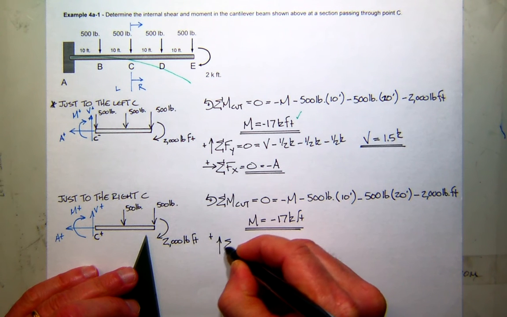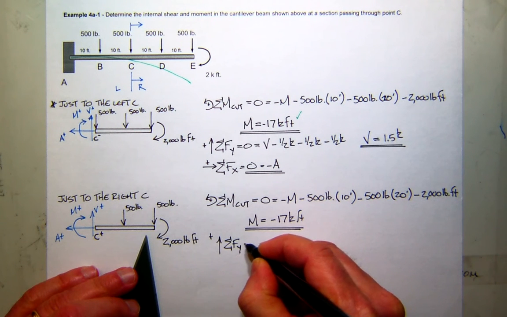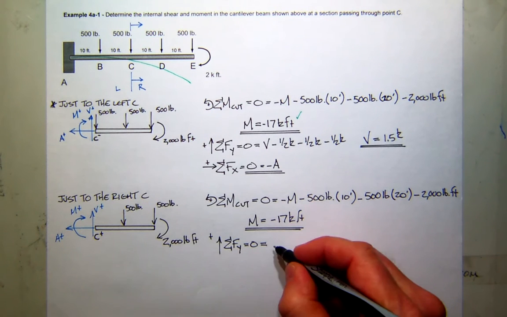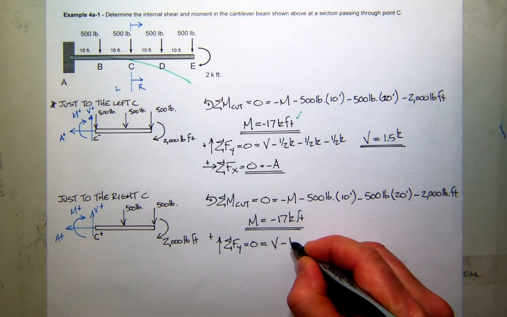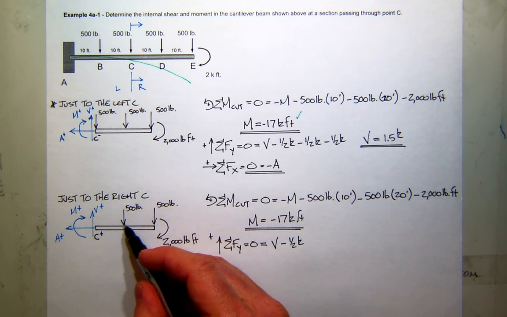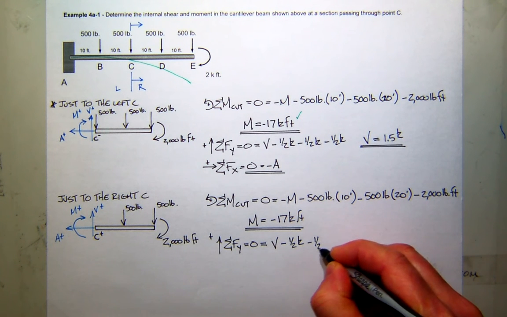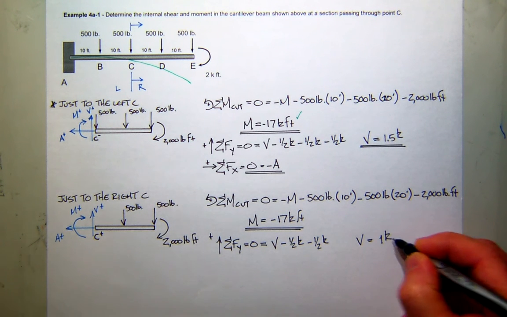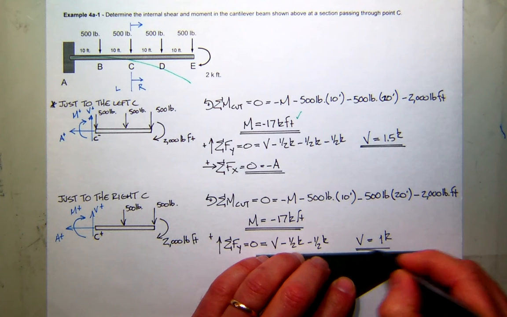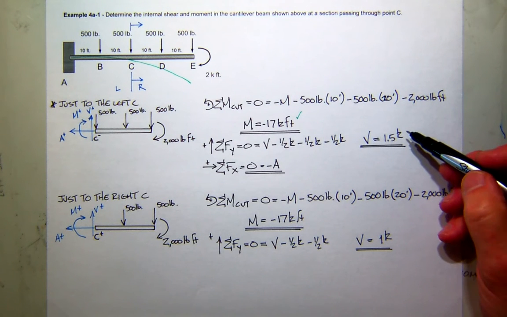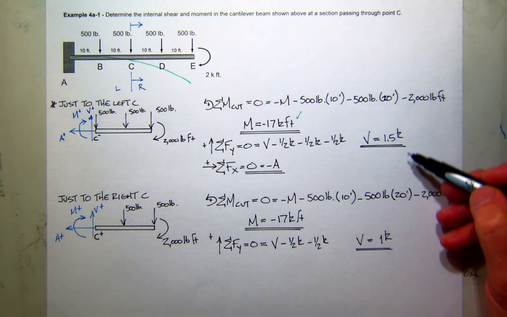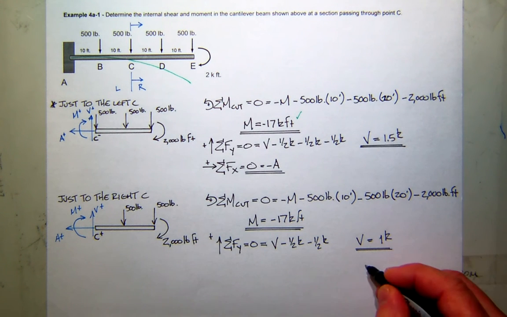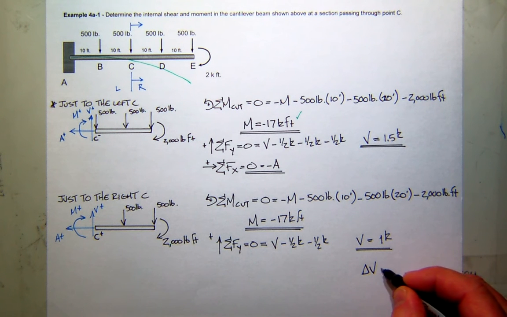Let's sum forces in the y direction and see what the shear is on this right-hand side. So now when I sum forces in the y direction, I have my shear force acting up, and I have a half kip force down and a second half kip force down. That's it. So now my shear is equal to 1 kip. So just to the left of C, it was 1.5 kips. Just to the right of C, it's 1 kip. So what is the change in shear as I go past C?